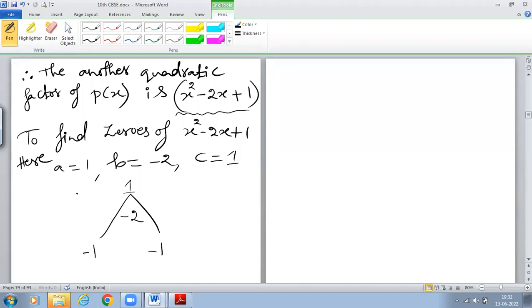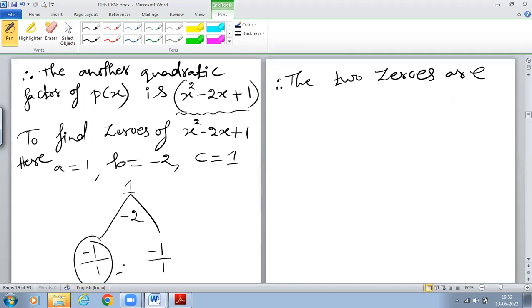Now the value of a is 1. When you divide by 1, the answer is the same. So minus 1 by 1 is also minus 1, and minus 1 by 1 is also minus 1. Hence I'll write it over here. Therefore the two zeros are minus 1 and minus 1 by 1, which is minus 1. Minus 1 means we have to change the sign, right?